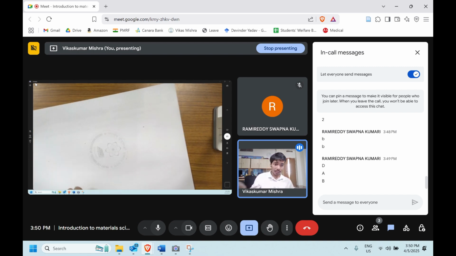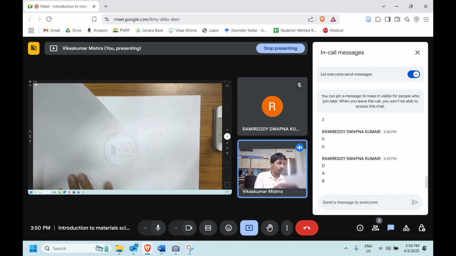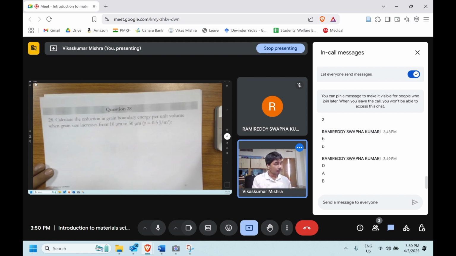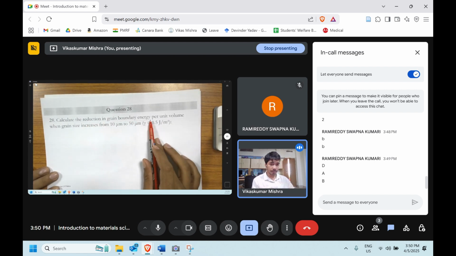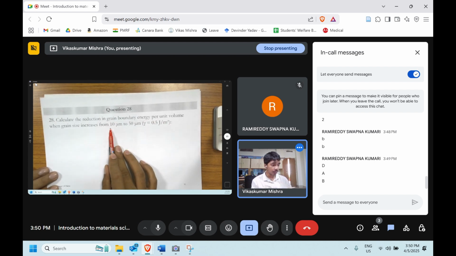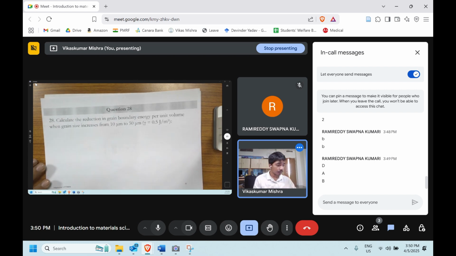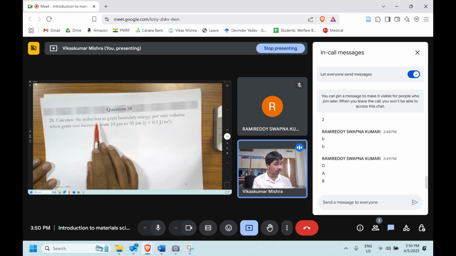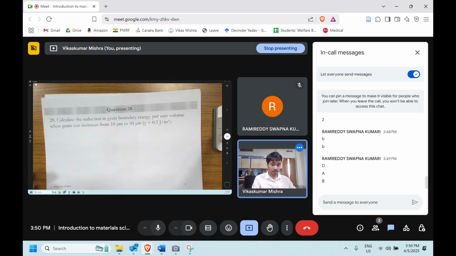Now, one last final question we have to do is this one. Calculate the reduction in the grain boundary energy per unit volume when the grain size changes from 100 micrometer to 50 micrometer. Now, grain size is increased. Calculate the reduction in the grain boundary energy. How will we do it?